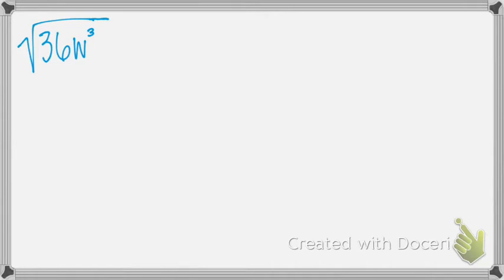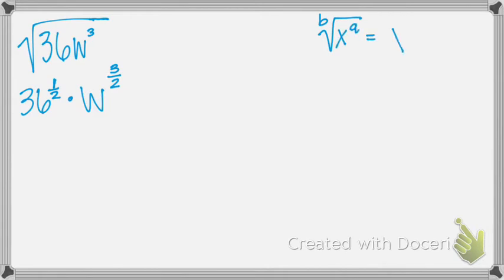The direction says to use the law of exponents to simplify the following radical expression. So we know that we're taking the square root. You have to remember what I told you earlier. What is the square root? It's raised to the what power? To the half power. So we have 36 to the half power times a w to the 3/2 power. Now, why did I do 3/2? Remember? This is a rule. You have to use that rule, okay?